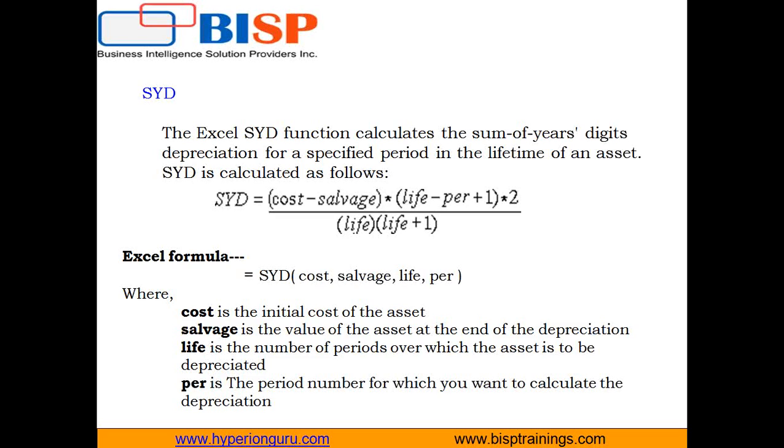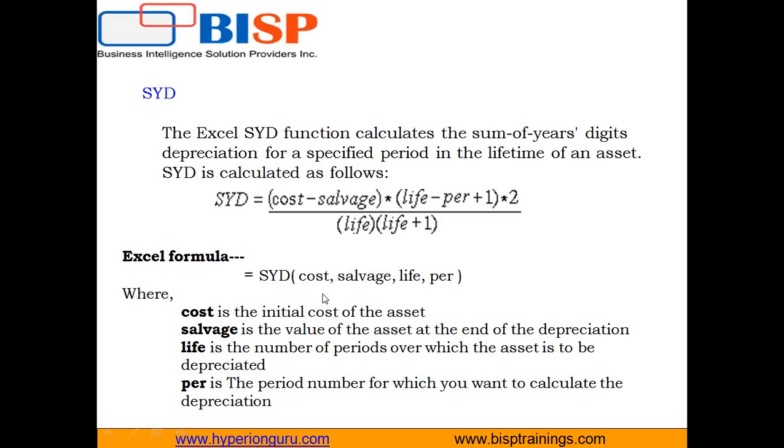The sum of years method is named for the way the number of years in the asset's useful life is used to calculate the amount of depreciation allowed. The actual calculation of SYD is done as (cost minus salvage value) times (life minus PER plus 1) times 2, divided by life times (life plus 1). This is a more difficult method to calculate, and it is the background method which is calculated in Excel.